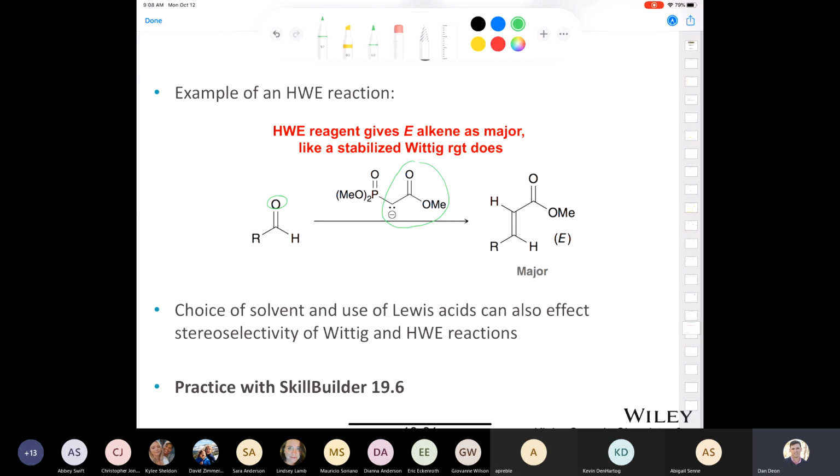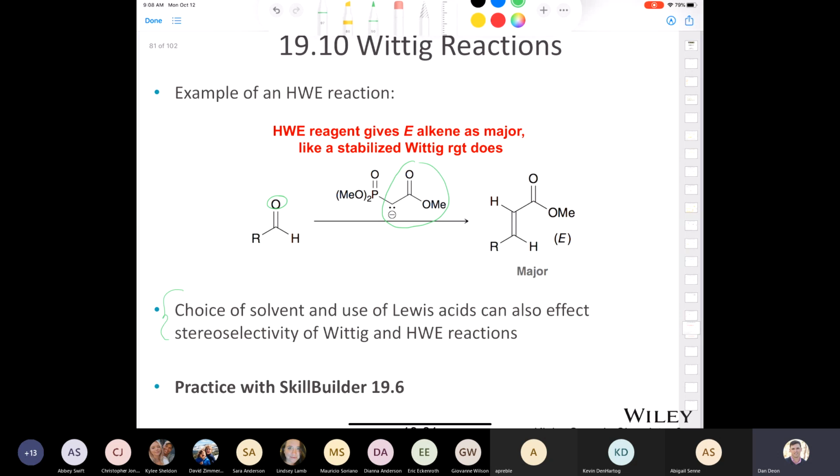The take-home message here is you need to know what's in our textbook, nothing beyond that scope. But as you can see, there's a lot of information and there's a lot of research that's been done with respect to Wittig and Horner-Wadsworth-Emmons reactions and their stereoselectivity.